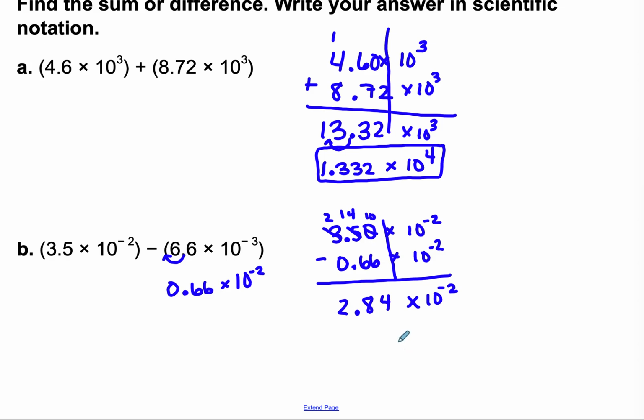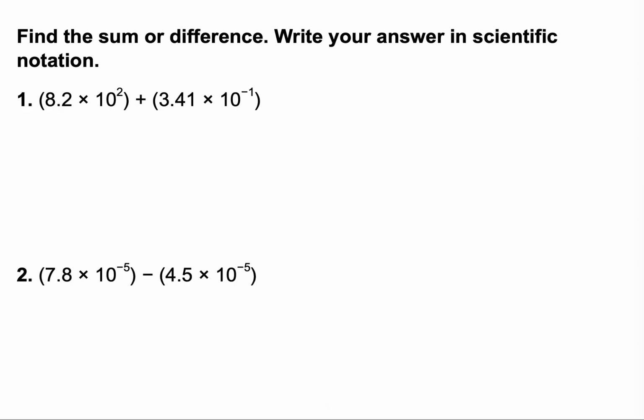My last step is to think, is my answer in scientific notation? All right, first number, is it between 1 and 10? Yeah, it is. And it's multiplied by a power of 10, so this is scientific notation. All right, go ahead and pause the video and try these two on your own.